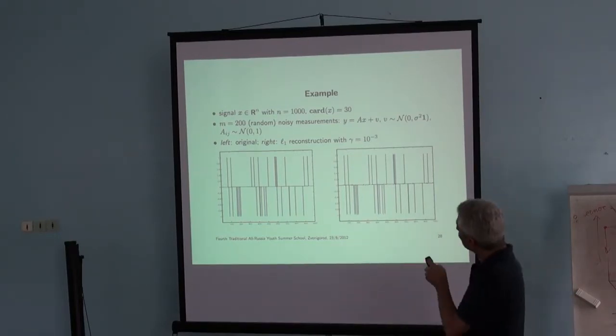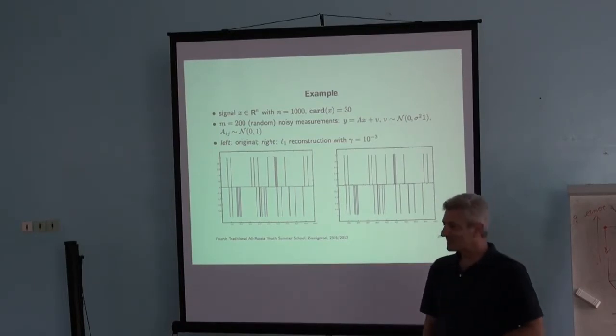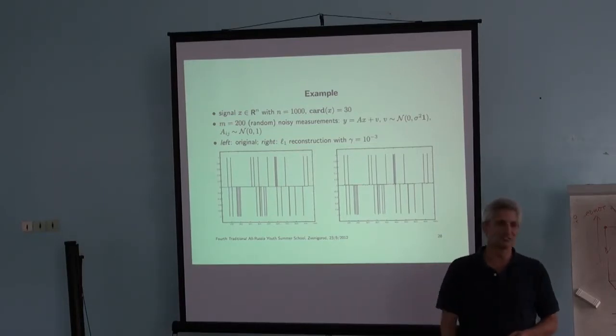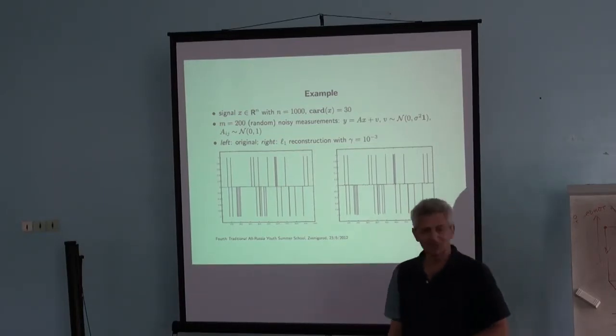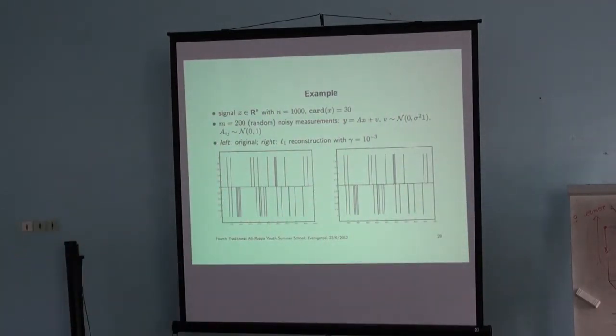So if they told you which 30 were non-zero, this would be completely reasonable. If they said, please fit 30 parameters, and you say, well, what measurements do you have? I have 200 noisy measurements. Makes perfect sense, right? So, anyway, you just apply this method, and here's what happens.